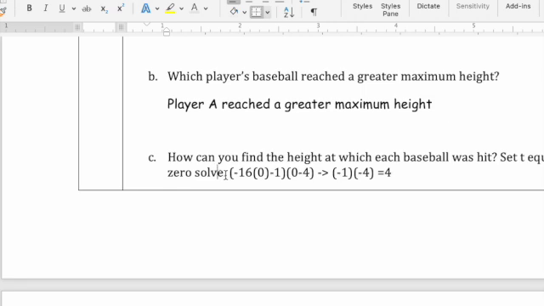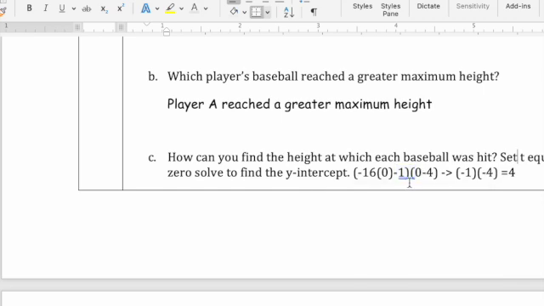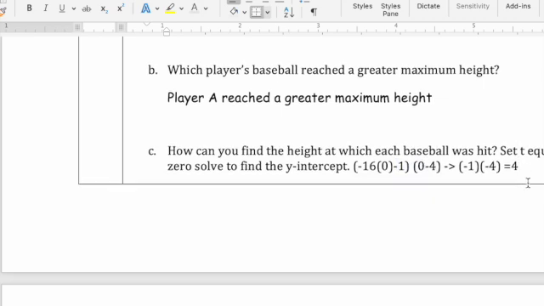I'm actually going to change this to set t equal to 0 to find the y-intercept. Okay, I think that makes better sense, and this shows you how to do it.